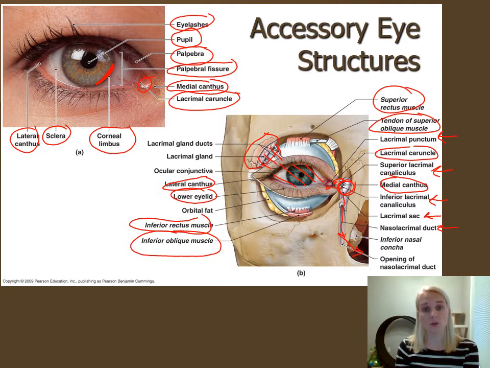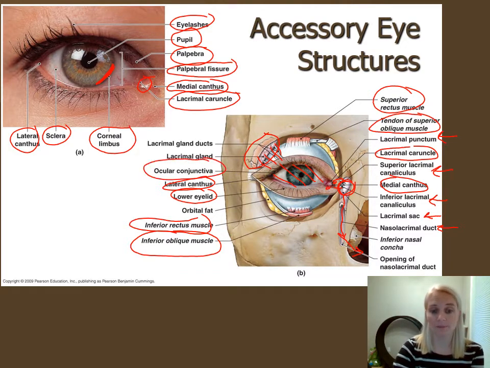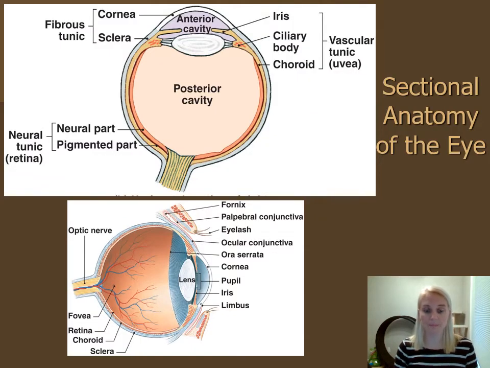All right. So those are your accessory eye structures and the lacrimal apparatus. There's one other thing that I'm going to talk to you about on the next slide that is an accessory structure. It is the conjunctiva, but I have a better picture on the next slide. Okay, so those are the accessory structures. So now we're going to take a look at the eyeball anatomy itself.